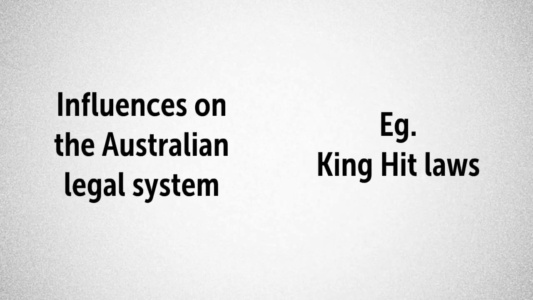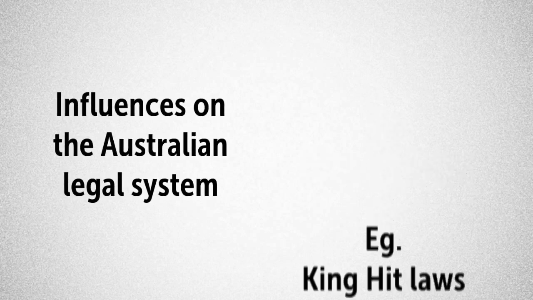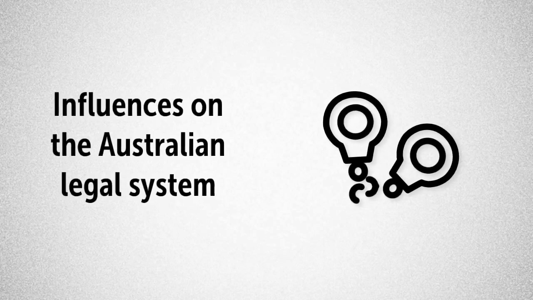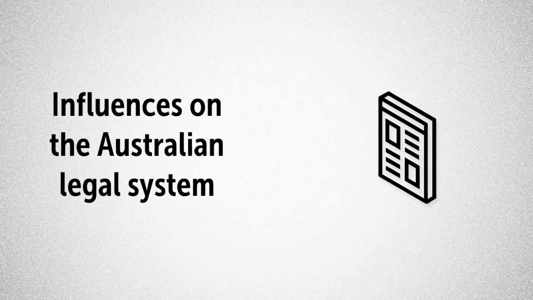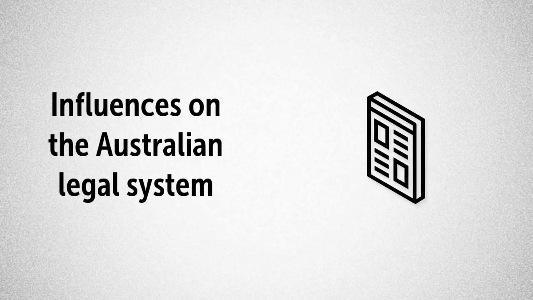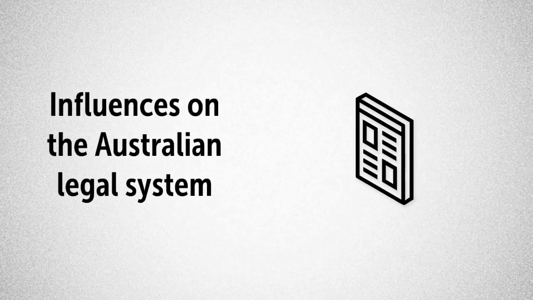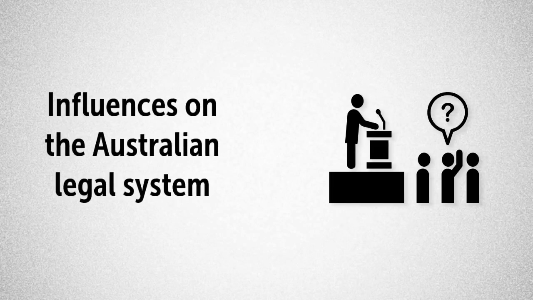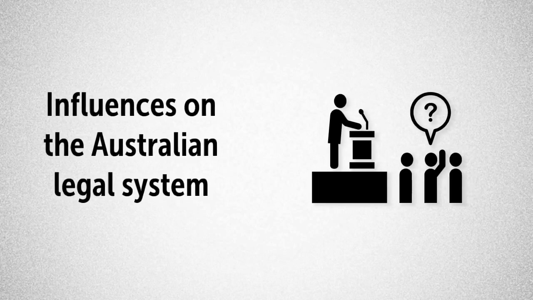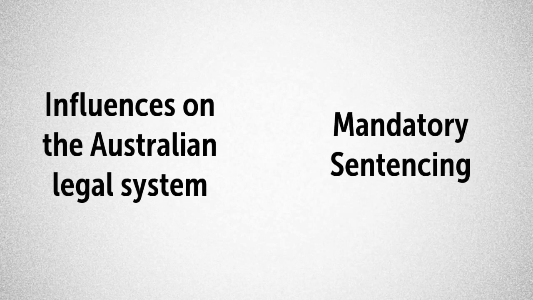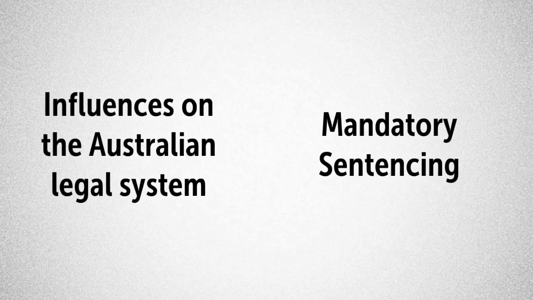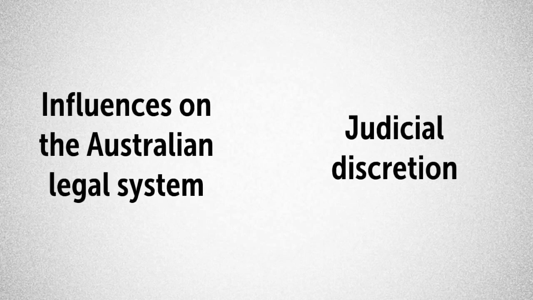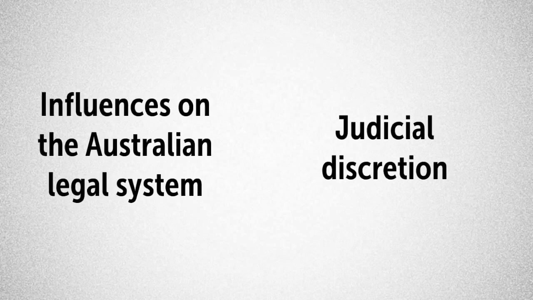A good example of this are the king hit laws that were introduced in New South Wales a few years ago. In a prominent case where a king hit resulted in the death of a teenager, a sentence was handed down that was seen by many to be too lenient. This case was followed very closely by the media, who also decried the leniency of the sentence. This media coverage in turn influenced public opinion, which, as always, influenced the politicians, who then introduced into state parliament new mandatory sentencing laws for king hit punches. And this was therefore a strong influence on the Australian legal system, as those mandatory sentencing laws hamper judicial discretion.